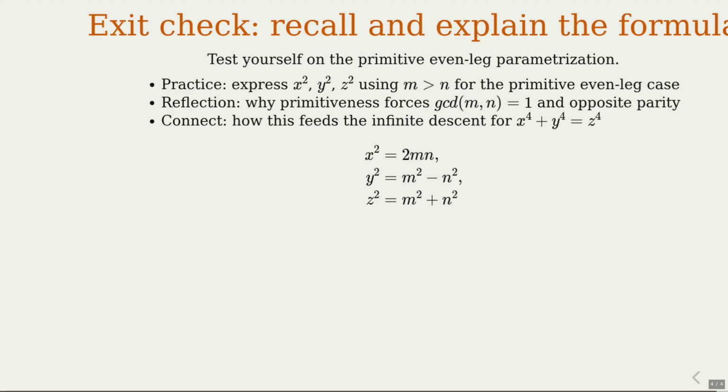Here's a quick exit check. Pause for a moment and see if you can state from memory how x squared, y squared, and z squared are written in terms of m and n for a primitive right triangle whose even leg is x squared. Then recall in one sentence why primitiveness forces m and n to be coprime and of opposite parity. So we should get x squared as 2mn, y squared as m squared minus n squared, z squared as m squared plus n squared. With m and n positive, m bigger than n, no common factor, and one of them even and the other odd.